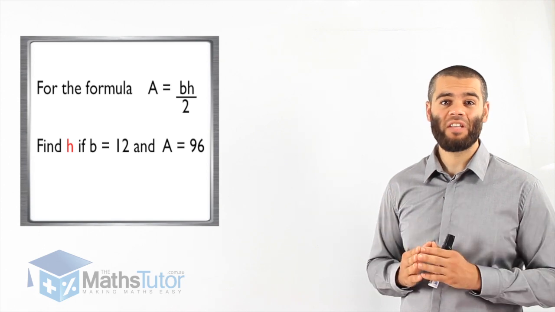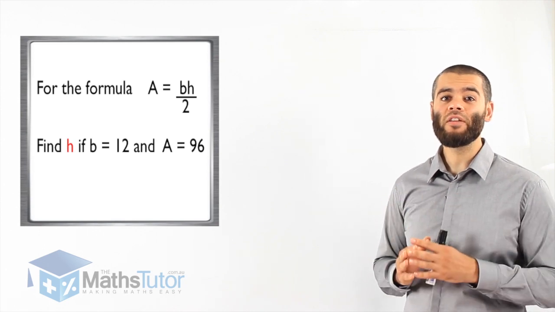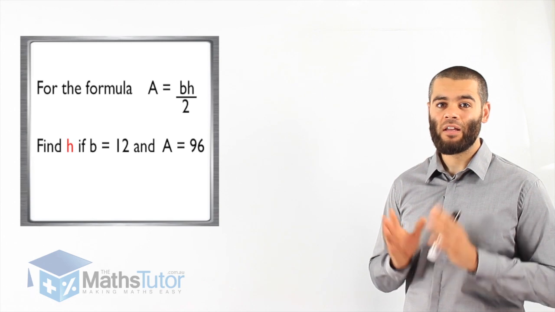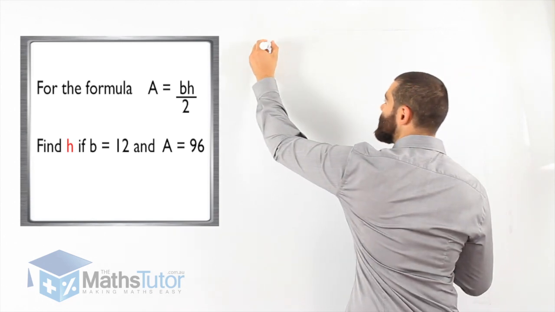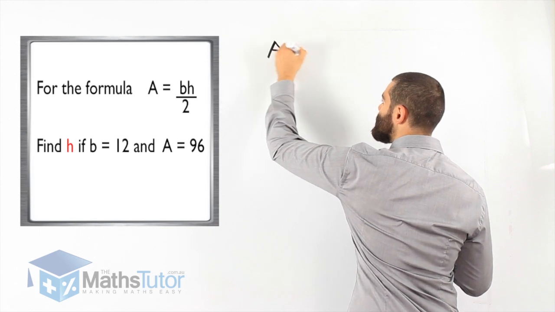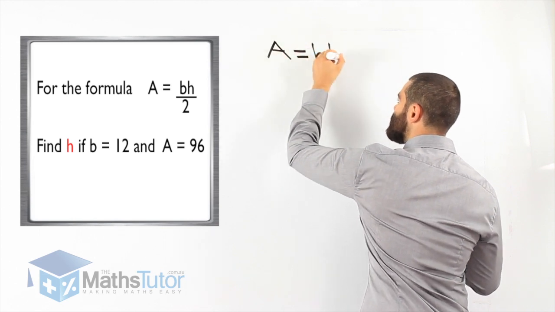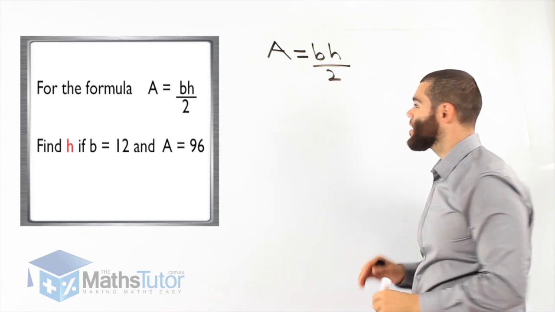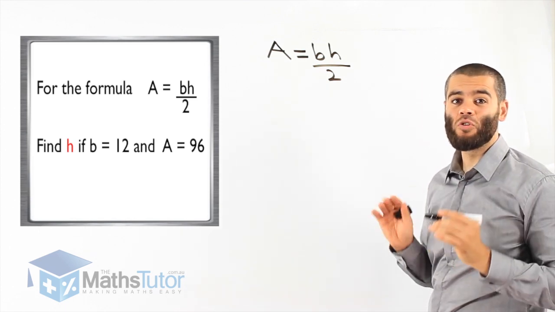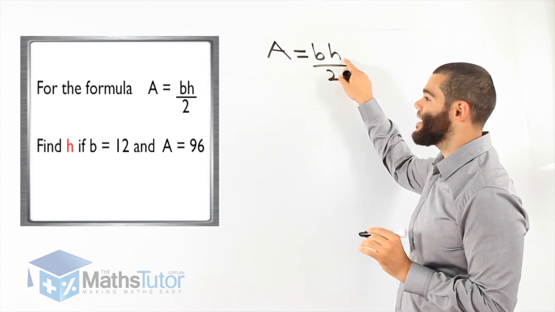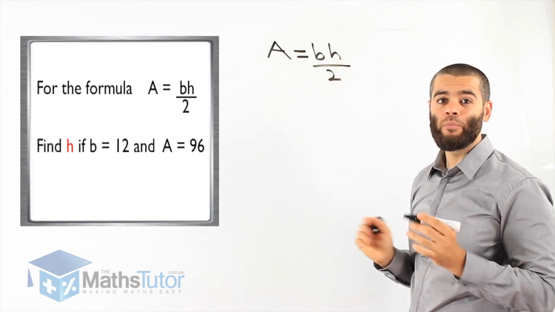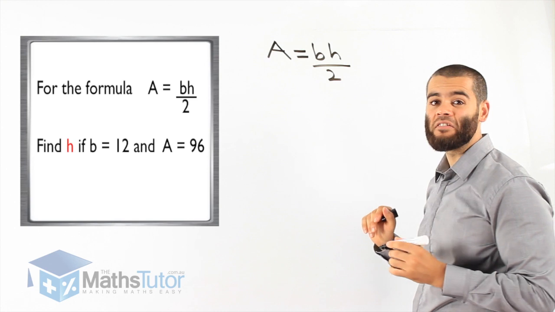Simply, the first step is to substitute all the information into the formula. Let's do that first. A equals BH over 2. We'll write the formula down. That's our formula. And the first step is to substitute the information we have. It's telling us to find H. So we don't have H, but we have B. B is 12 and A is 96.